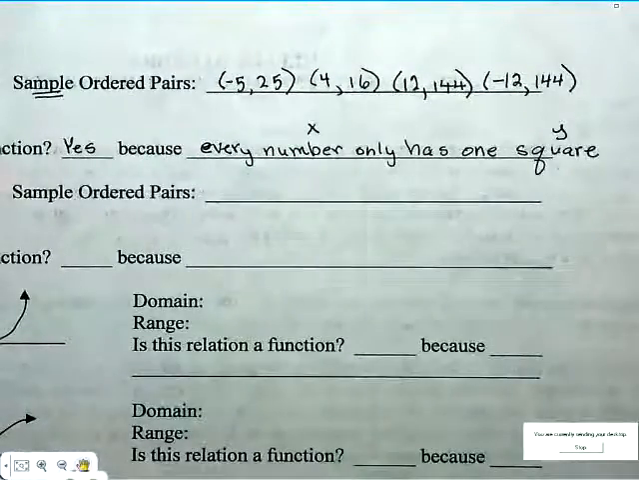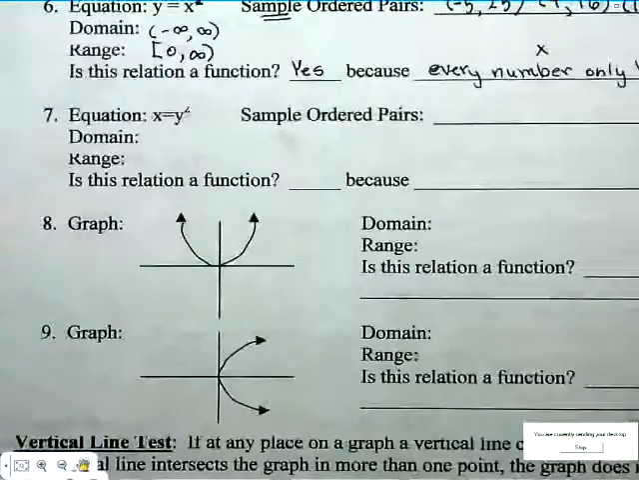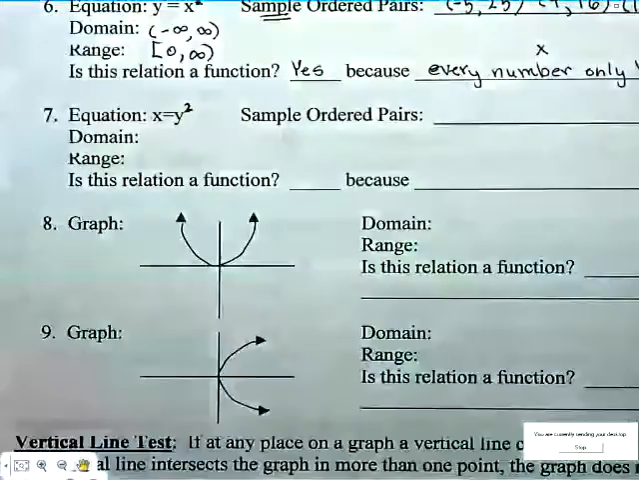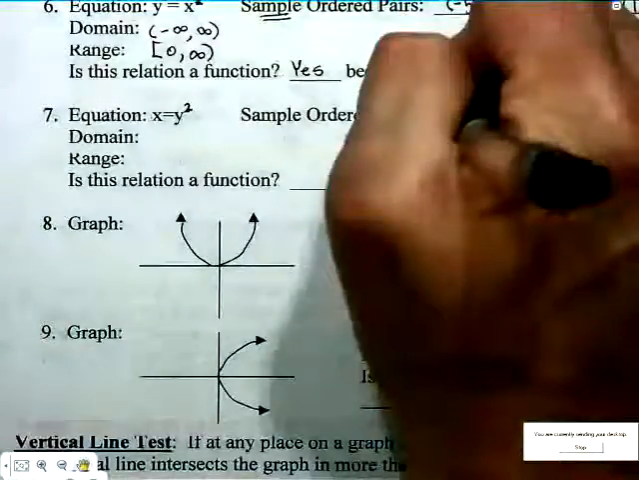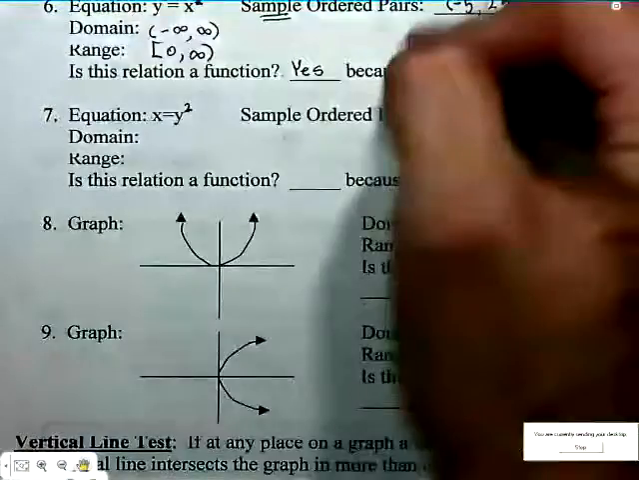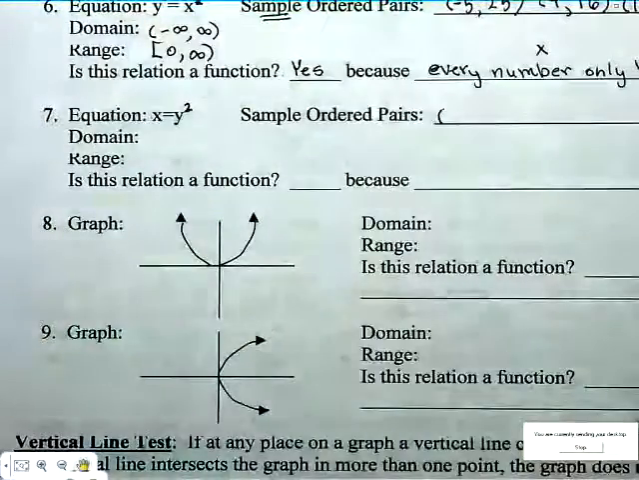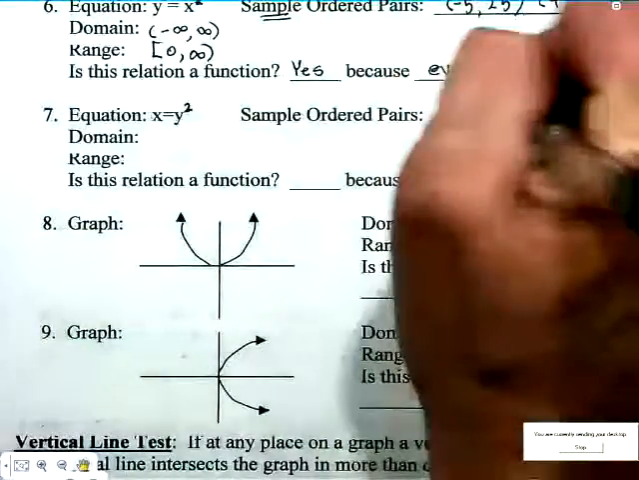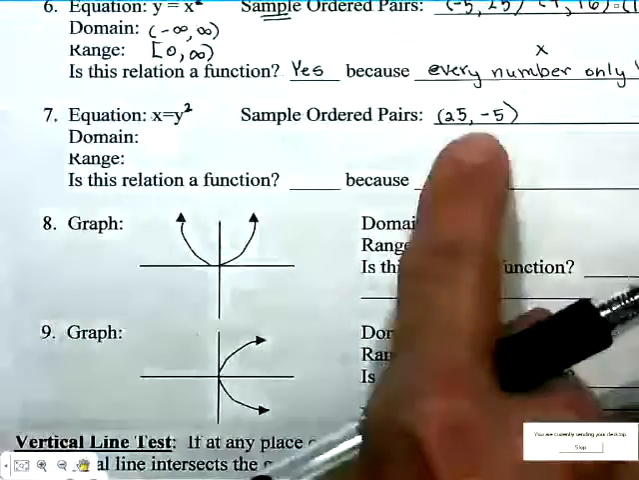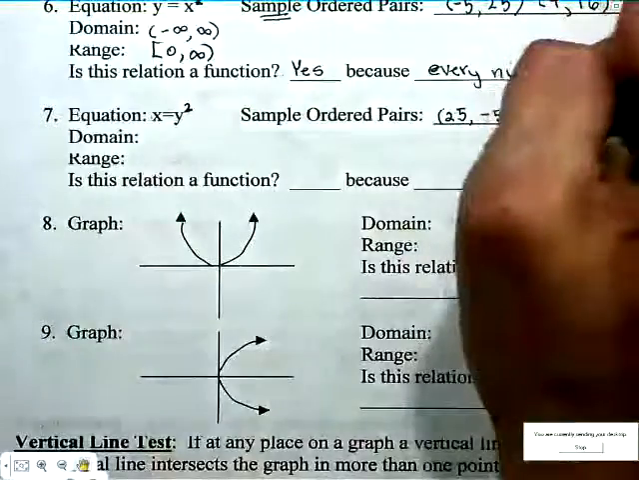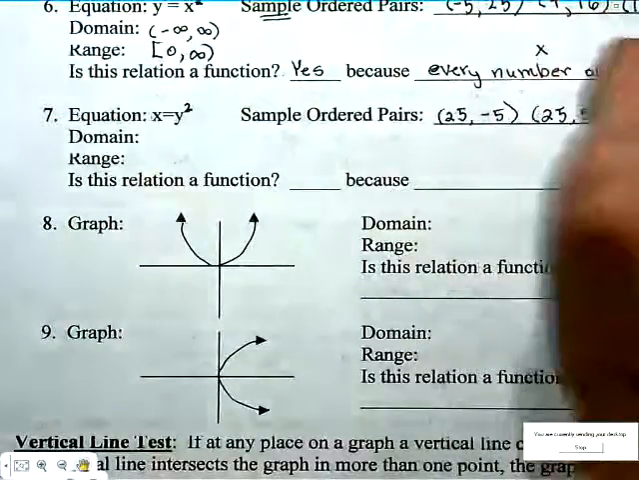One more equation, number 7, is x equals y squared. Give me some ordered pairs where the x is the square of the y. Negative 25, right. Could be 25, negative 5. The only rule is the x has to be the square of the y. That's what this equation is saying. So give me another one. Okay, 25, positive 5. Give me 2 more just for the heck of it.